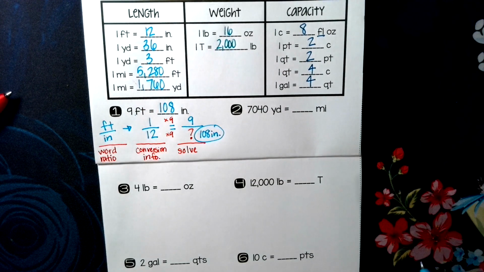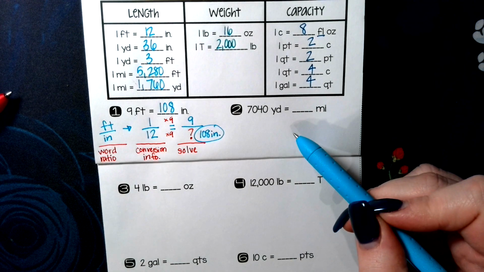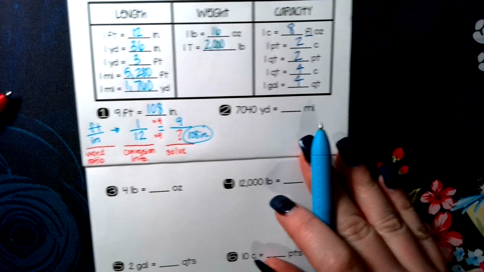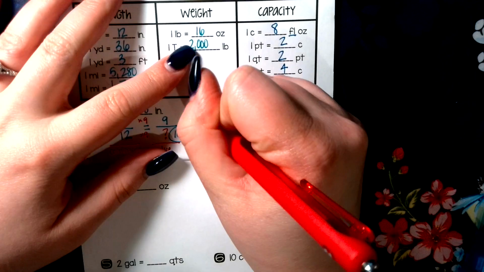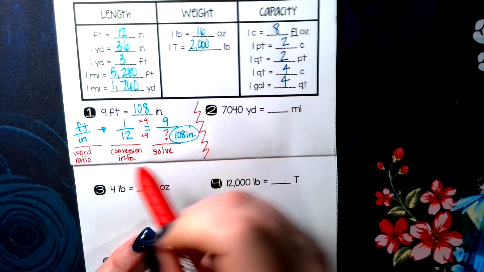Now for this one, we're going to do a different way. We still want to start off with a word ratio.